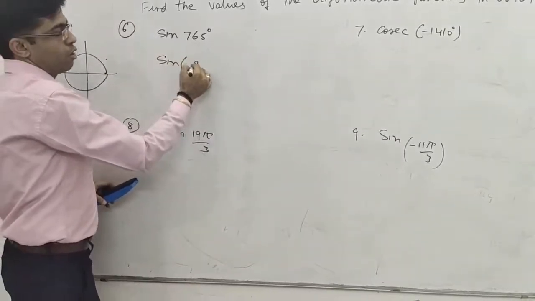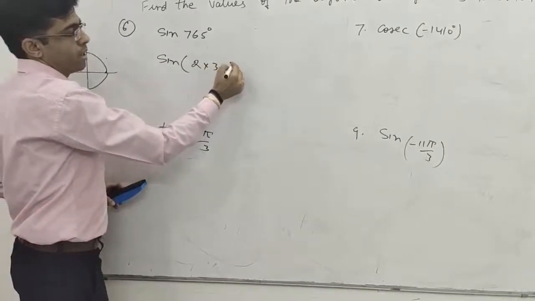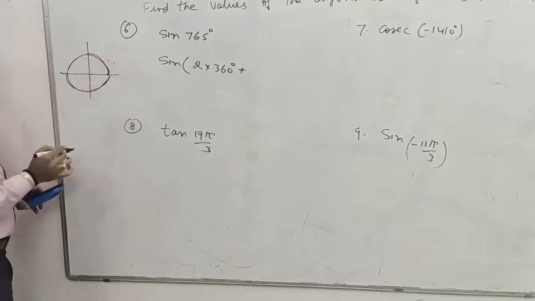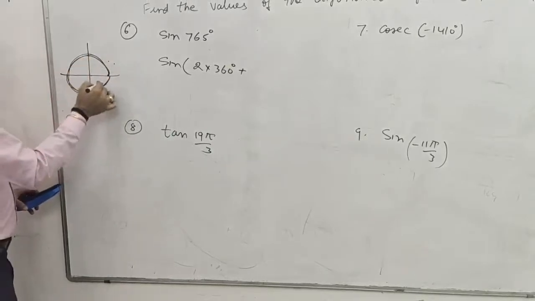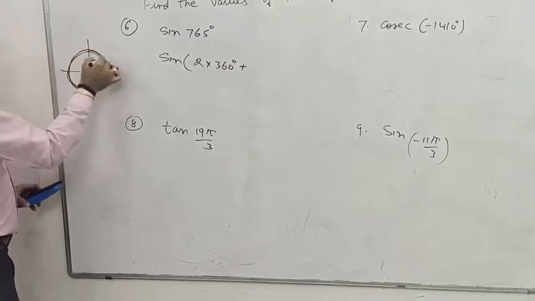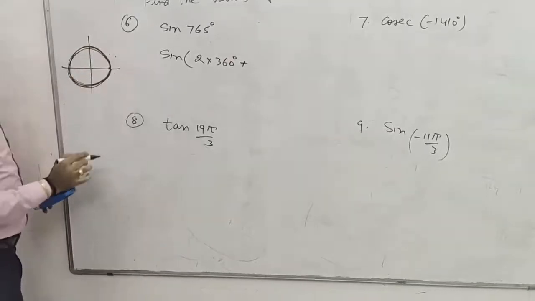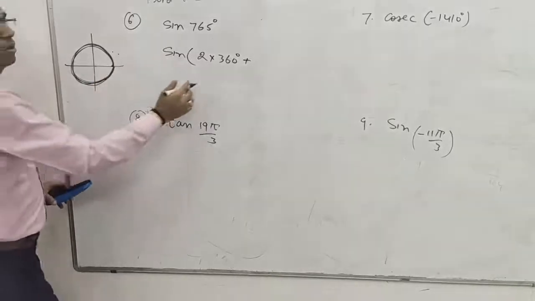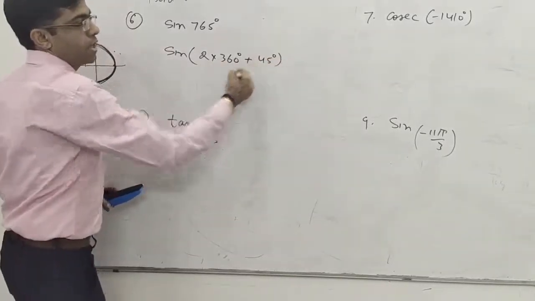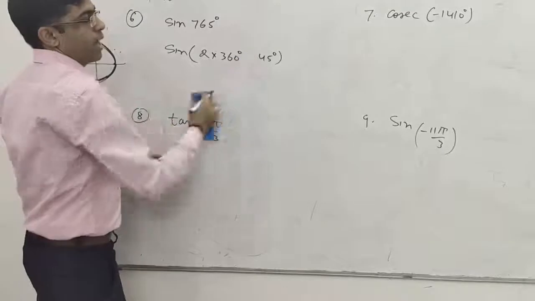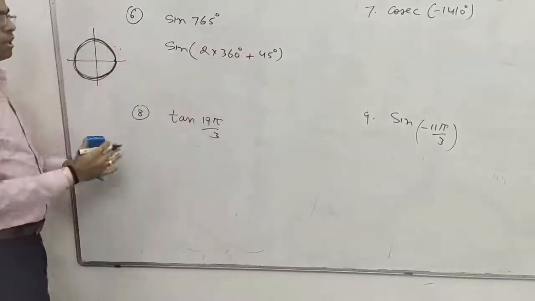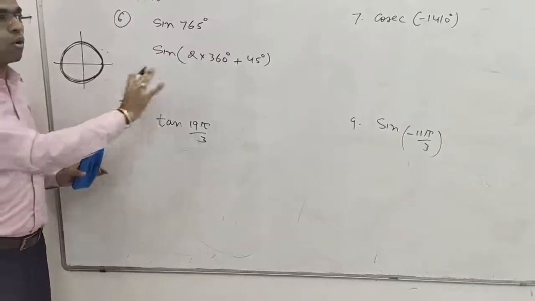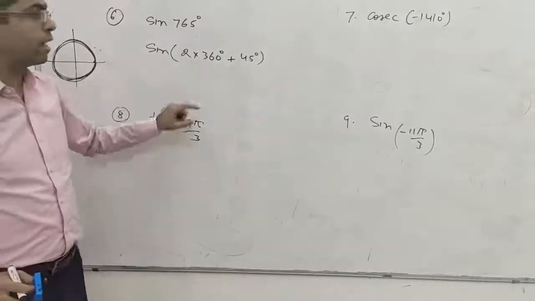We can write this as 2 multiplied by 360 degree. One rotation of 360 brings you to the first quadrant. Two rotations means the first rotation is done and the second rotation is covered, so it means 720 degrees has been covered. So what is left? 45 degrees is left. Basically, such a large angle we convert to within 360 degrees, because we have found the values of all trigonometric ratios up to 360 degrees.